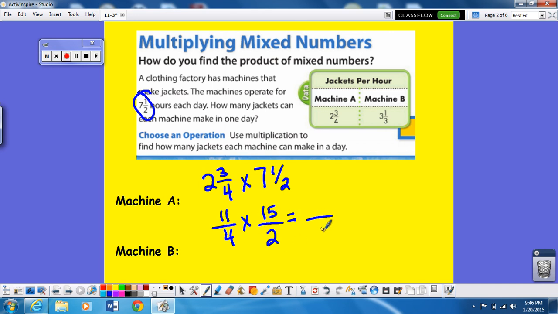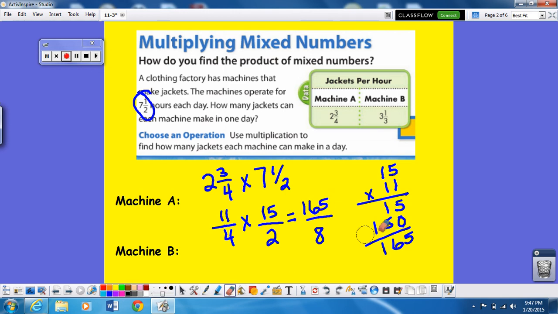Let's do 4 times 2 first. That's a quick one. 4 times 2 is 8. But to do 15 times 11, you're going to have to come over somewhere on your paper and actually work the problem out. 1 times 5 is 5. 1 times 1 is 1. Don't forget your placeholder. 1 times 5 is 5. 1 times 1 is 1. Let's add that up. And we see that 15 times 11 is 165.